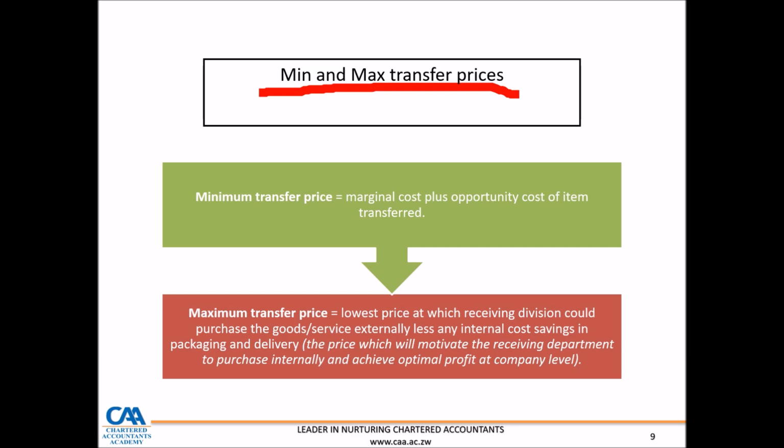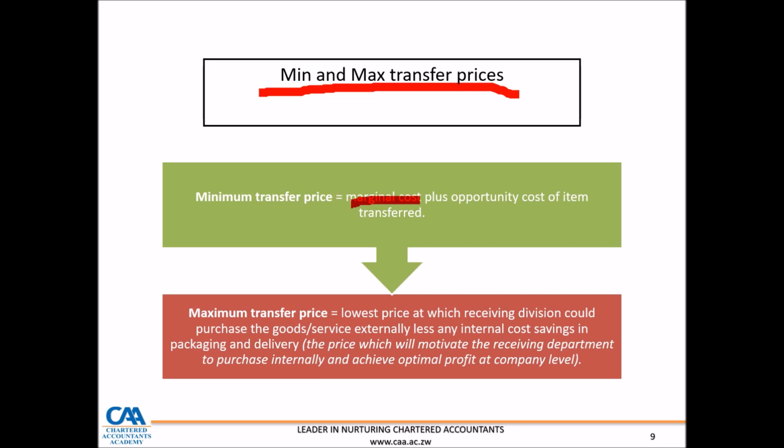From the transferring division's perspective, their minimum price is that they need to recover their marginal cost plus any opportunity cost of the item transferred. Normally, if the transferring division does not have any spare capacity, the opportunity cost will be equal to the market price minus the selling and distribution cost to get the transfer price. Why? Because instead of selling to the market, the transferring division is now selling internally. So what they would want at a minimum is what they would have gotten if they had gone to the market, which is the market price less the selling and distribution cost to get the transfer price.